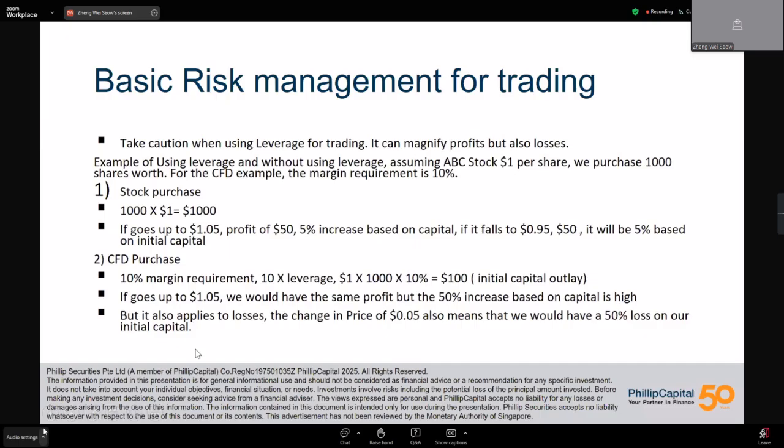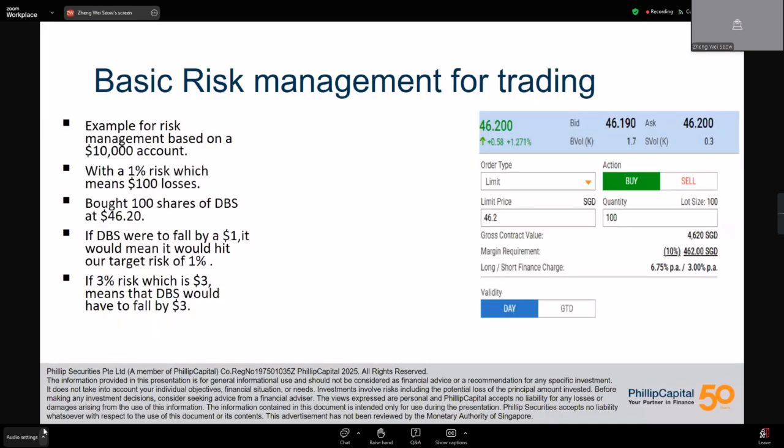If price were to go up, we will make a 50% increase based on capital, which is high. But if it falls by 5 cents, same theory, we lose $50, which is 50% of our initial capital. So there's a difference. Based on our capital outlay, we do take a significant hit. Sometimes when we over leverage in trading, it causes us to lose even more. So next we understand position sizing, which is also part of basic risk management.